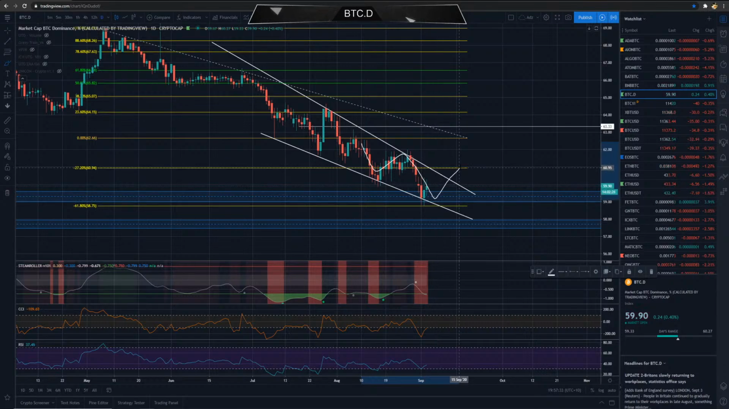So that would maybe be in line with the fact that BTC might have a little bit of relief here before another move to the downside.